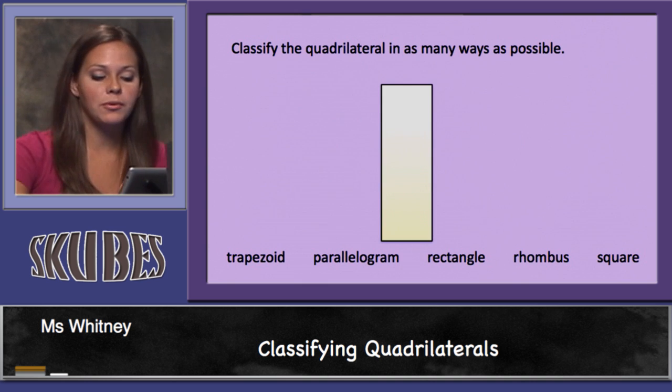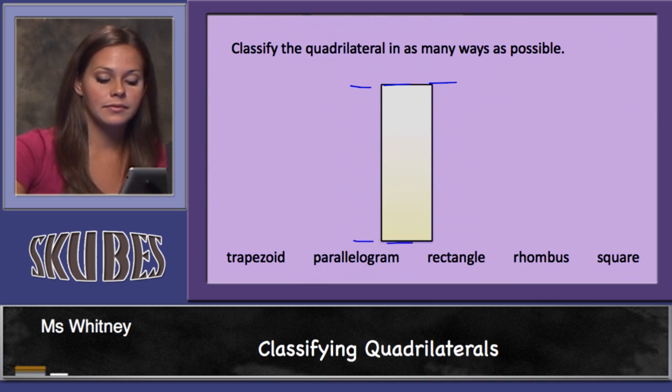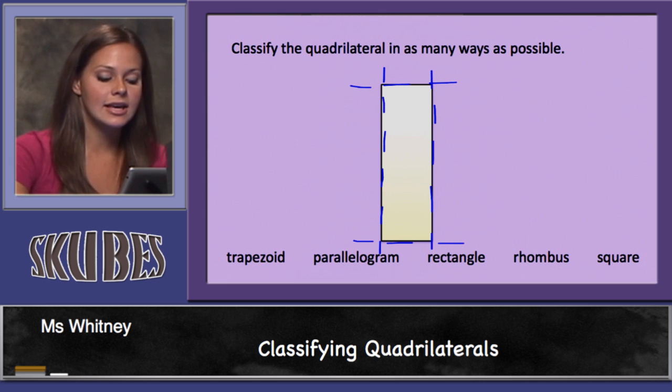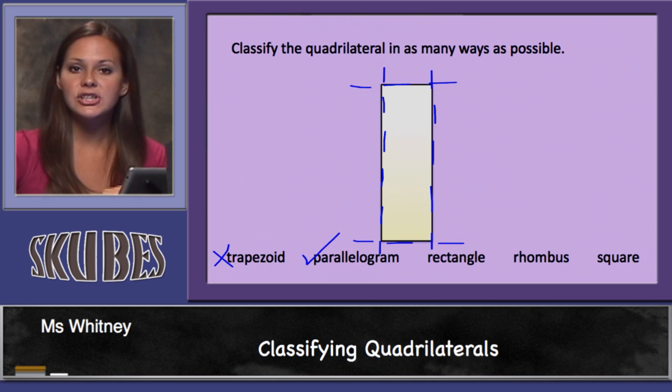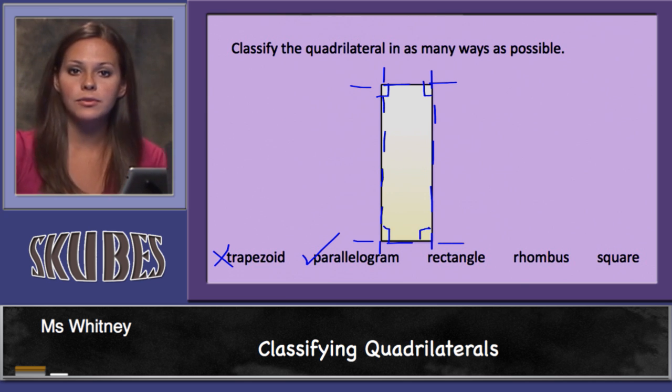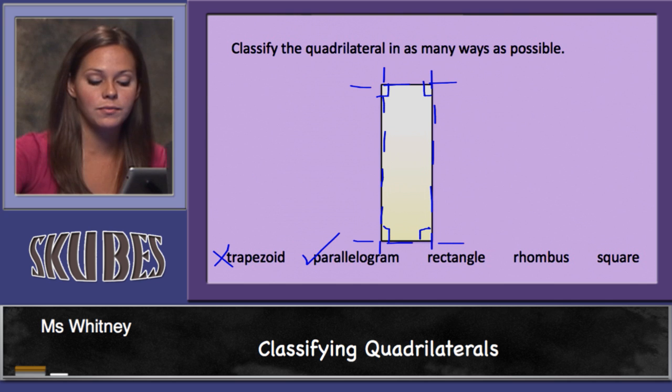Here's another example. Let's find our parallel sides. This shape has two sets of parallel sides. It is not a trapezoid, it is a parallelogram. Let's check to see if it has right angles. I can see that each angle forms a right angle, so this shape is a rectangle.